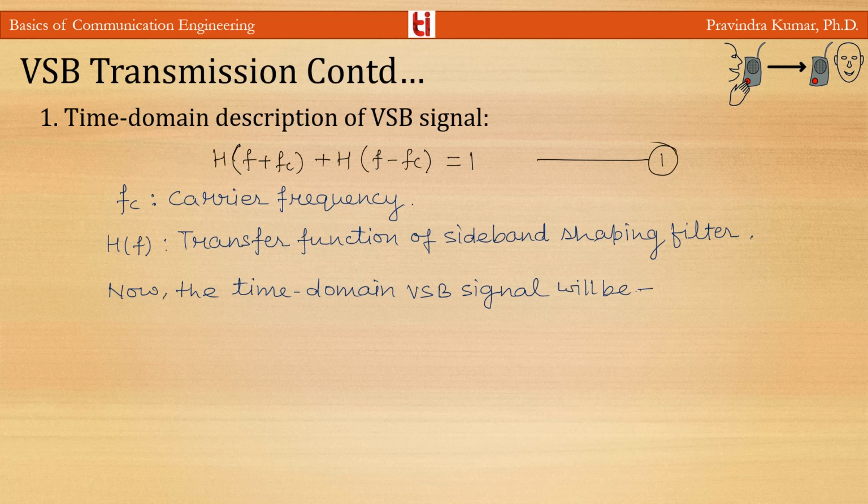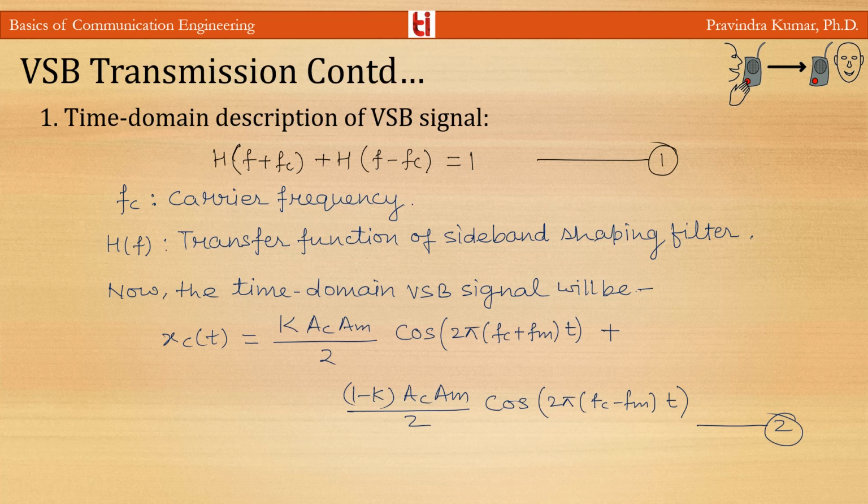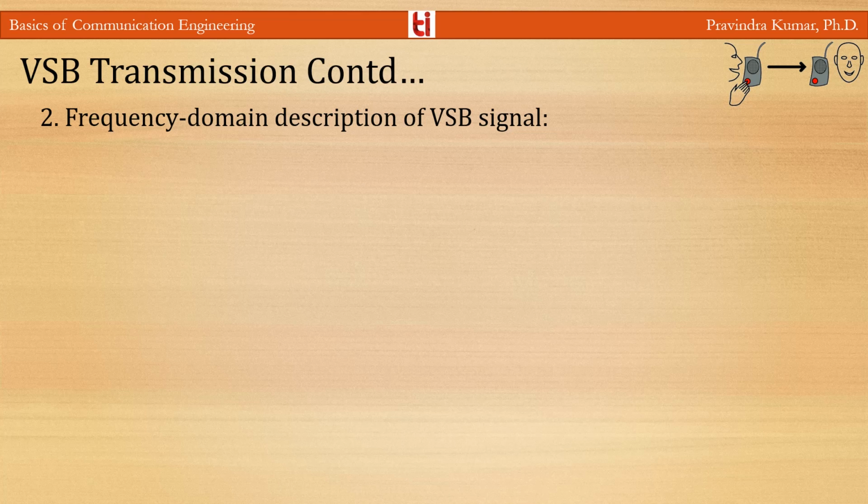Then the VSB signal will be k Ac Am by 2, this is the upper sideband attenuated by factor k. So it is k Ac Am by 2 cos 2 pi (fc plus fm) t plus (1 minus k) Ac Am by 2 cos 2 pi (fc minus fm) t. This is the time domain representation of VSB signal. Here the upper sideband is attenuated by factor k, and the lower sideband is attenuated by factor 1 minus k. Now the frequency domain description of VSB signal.